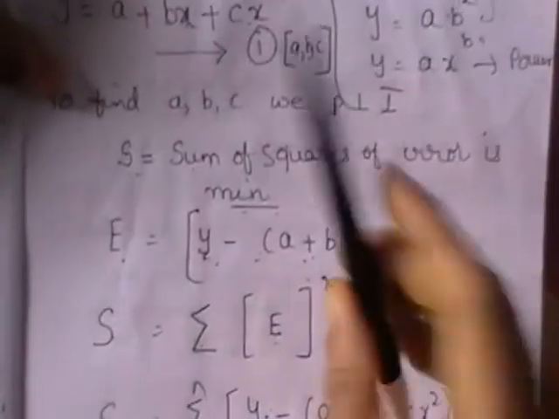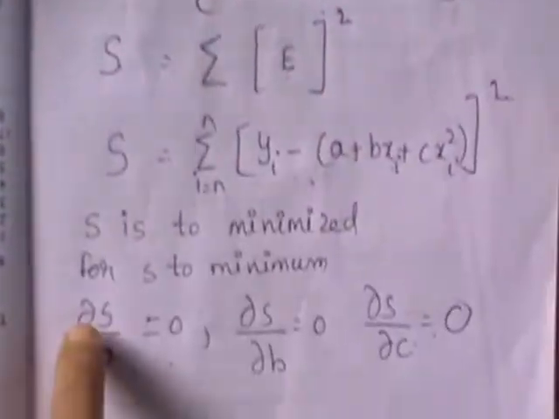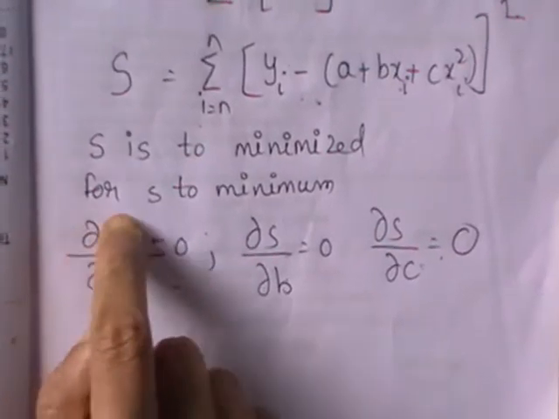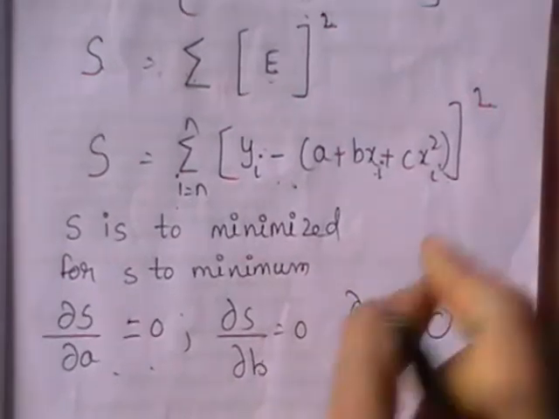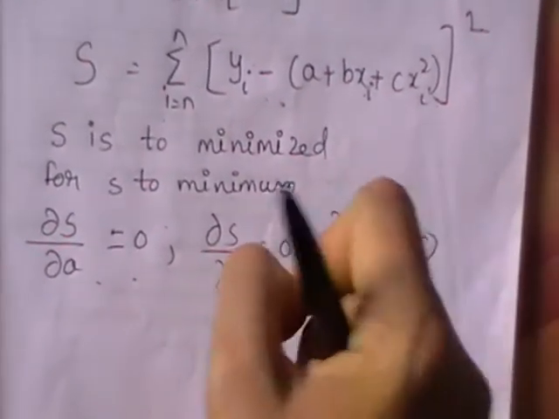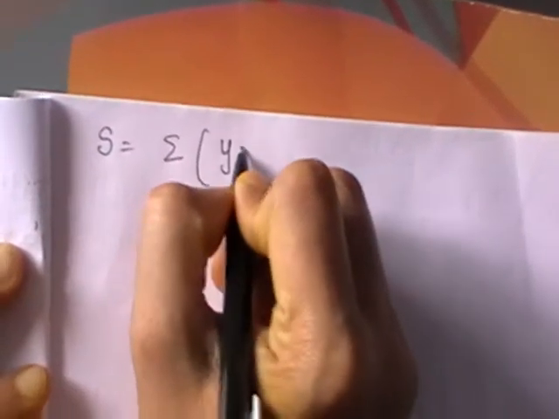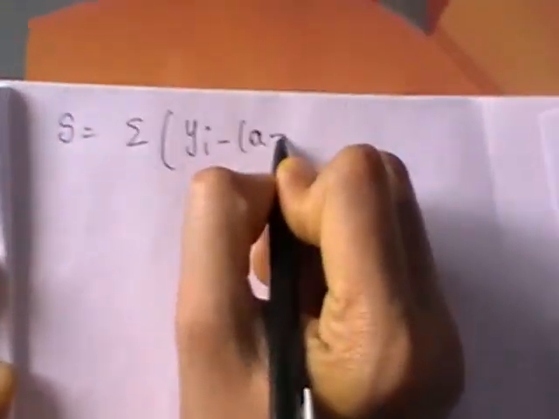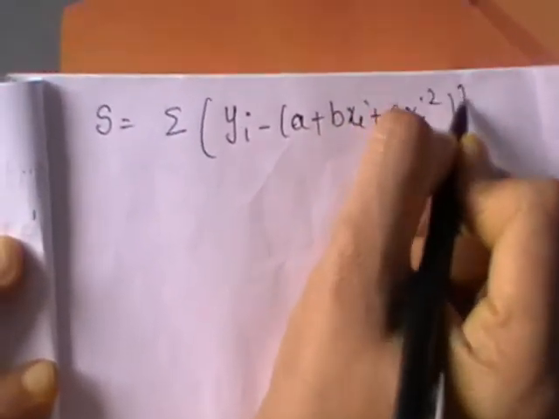In the straight line y is equal to a plus bx, you have only two normal equations. Dou S by dou a is equal to 0, dou S by dou b is equal to 0. So here you have one more constant, so you'll get another equation corresponding to c. So let us do the same. What is S here? S is sigma yi minus a plus bxi plus cxi square whole square.